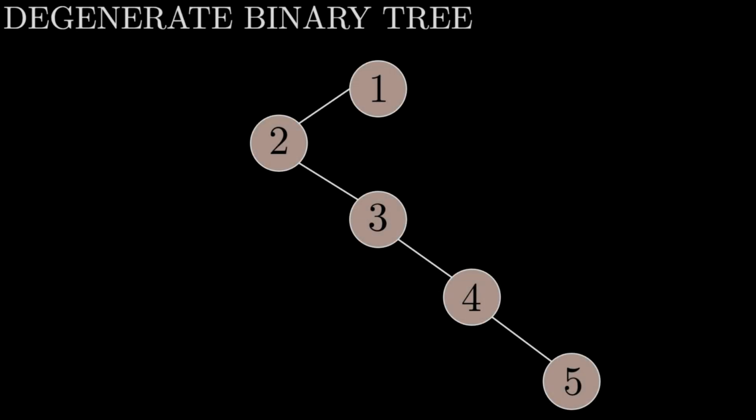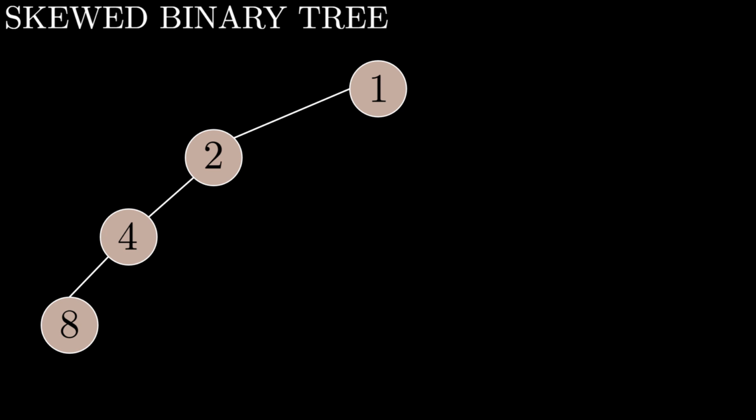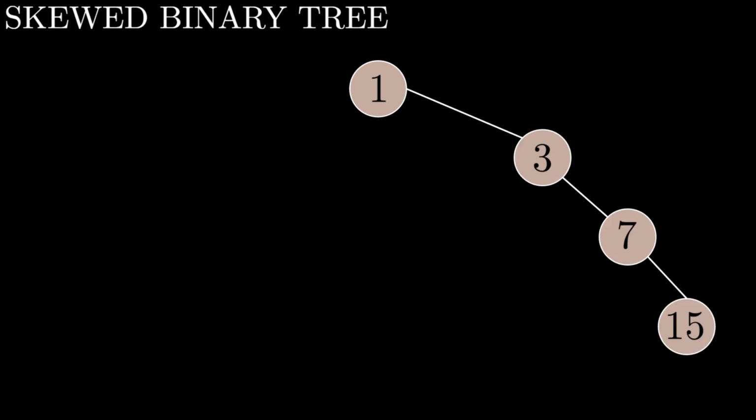A degenerate binary tree is a tree where each internal node has only one child, either a left child or a right child. A degenerate tree is essentially just a linked list. And a skewed binary tree is a special type of degenerate tree where all the nodes lean in one direction. If every node has only a left child, it's called a left-skewed tree. And if every node only has a right child, it's called a right-skewed tree.